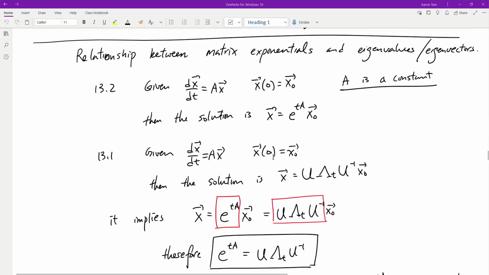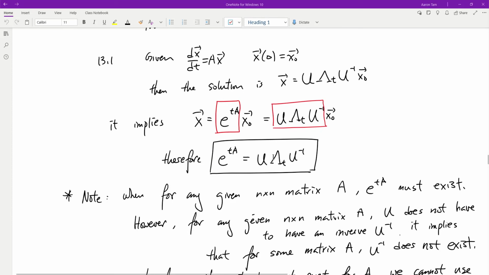So we eventually learned that we can actually use eigenvalues and eigenvectors to do it, with the formula right here on the screen, which is e to tA equal to U lambda sub t U inverse. But of course that also presents a problem. The problem is that if I can actually form matrix U and matrix lambda sub t, and matrix U has an inverse, then I really don't need e to tA, because we already know how to use this to solve a differential equation back in 13.1.